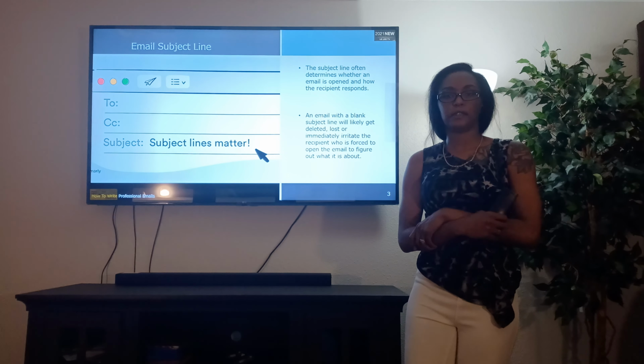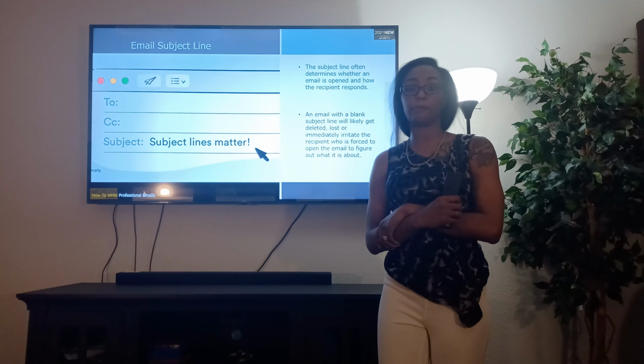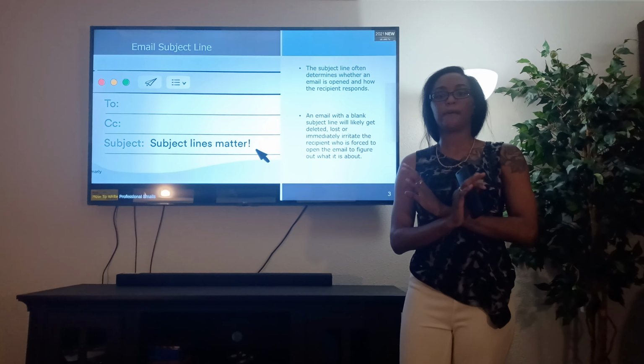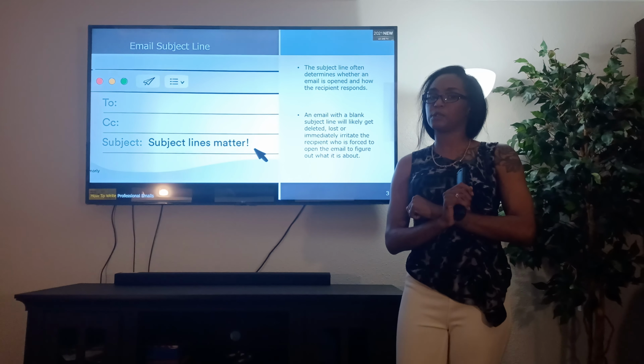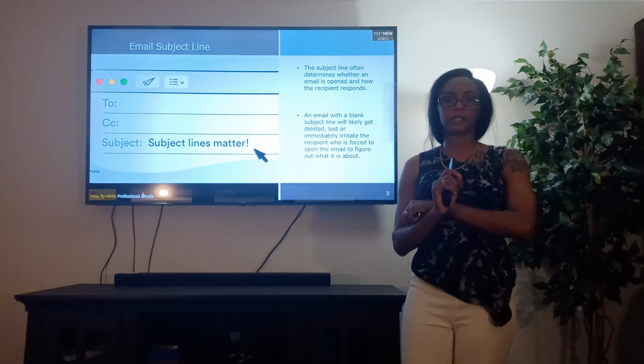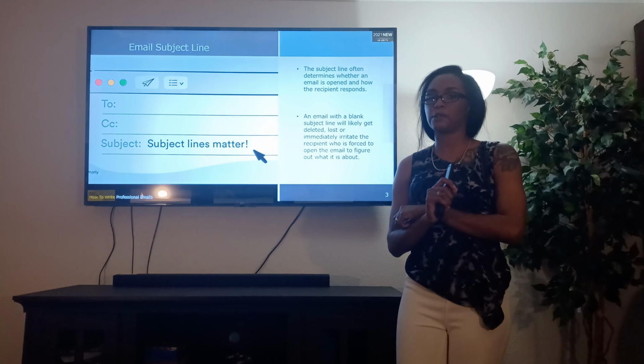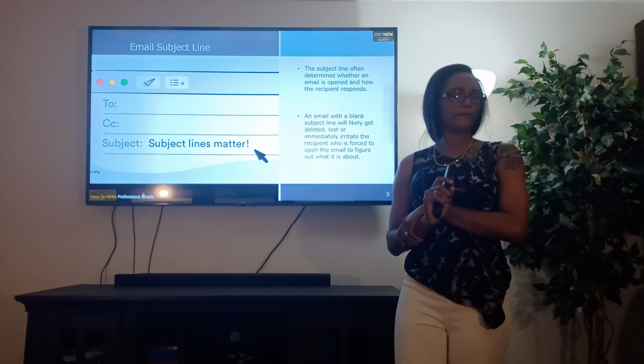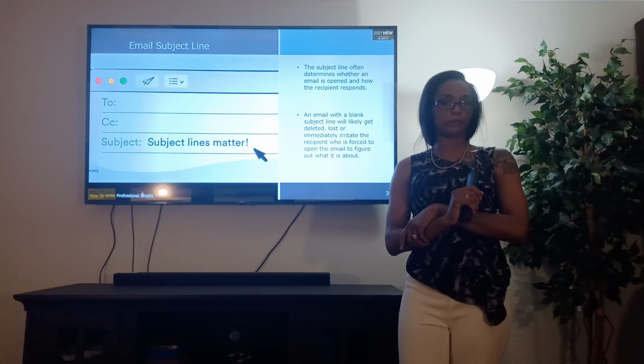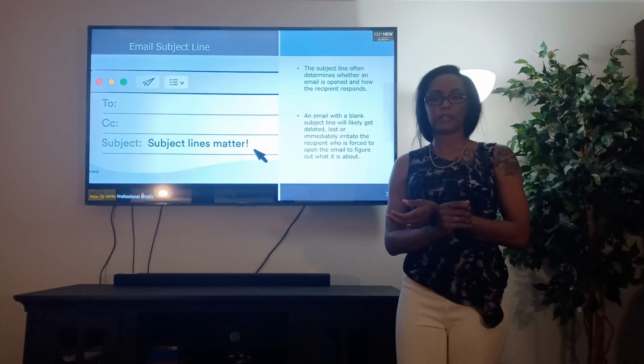Email subject line. Email subject lines are the most important component of your email. After all, the subject line that the recipient sees in their inbox determines whether or not they will open your email. As a result, if your email does not have an acceptable subject line, it may be deleted.